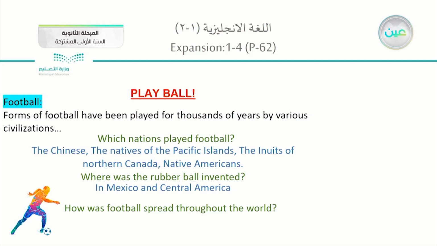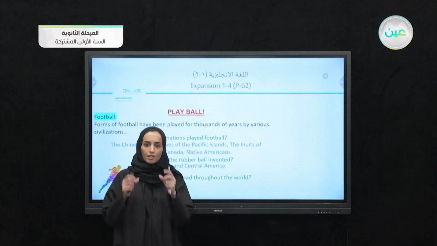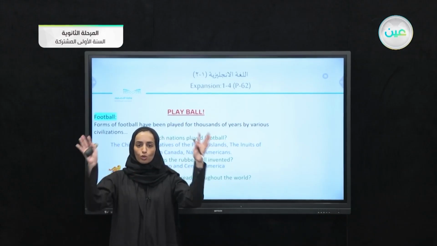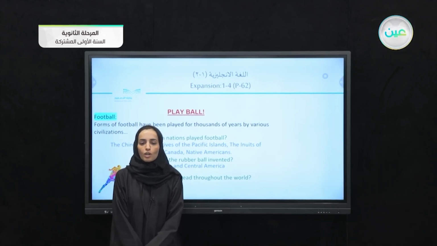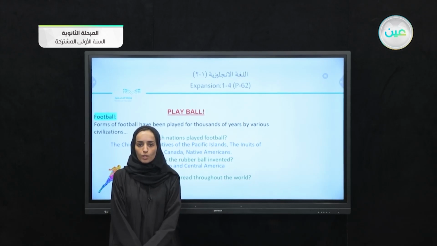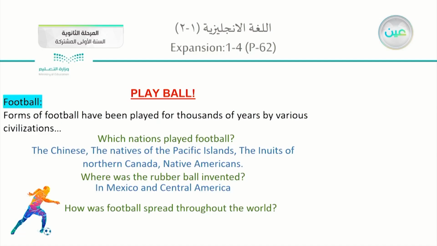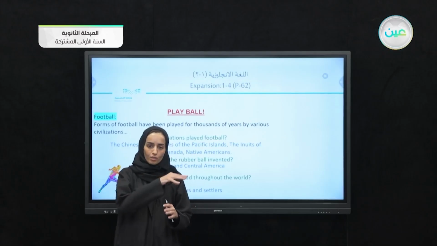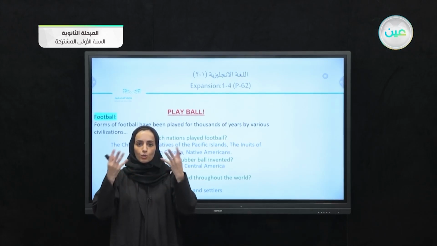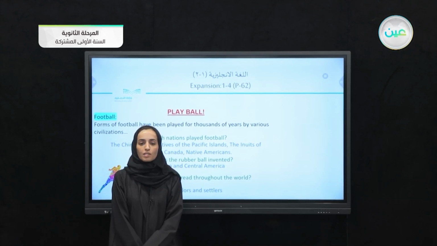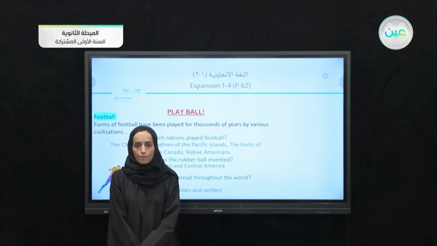Then, question number 3, how was football spread throughout the world? It started in there, then it spread all over the world. Now it is the most popular game or sport that is played all over the world. How did this happen? It happened because of the British sailors and settlers. When they sail through the sea and they settle in a certain place, then their culture is going to spread. That's why we're having it spread all over the world.